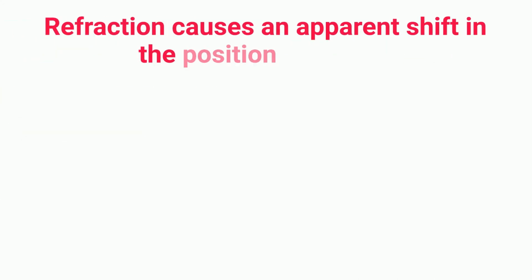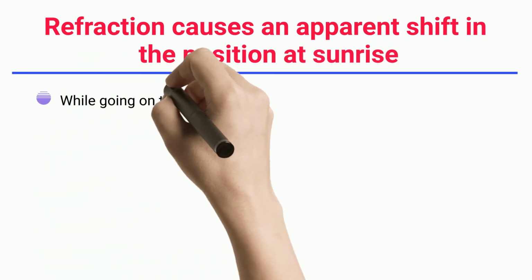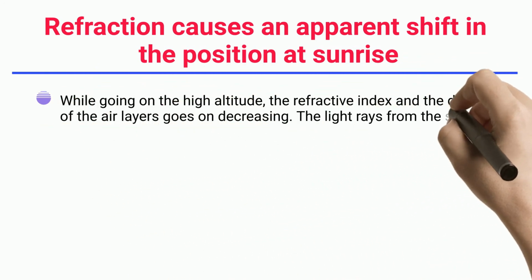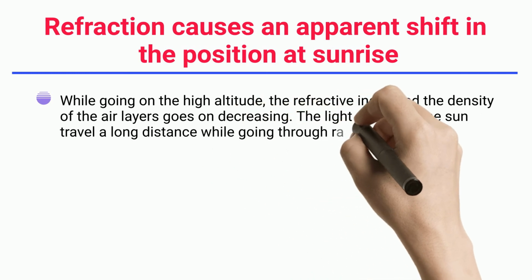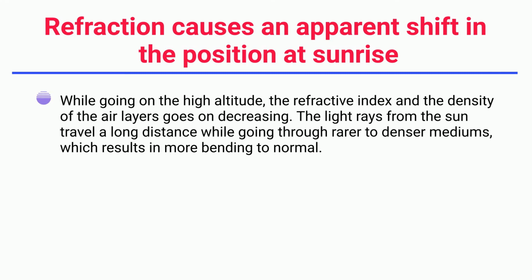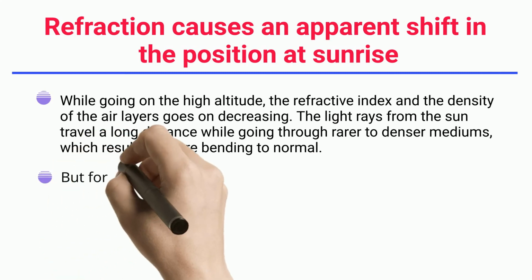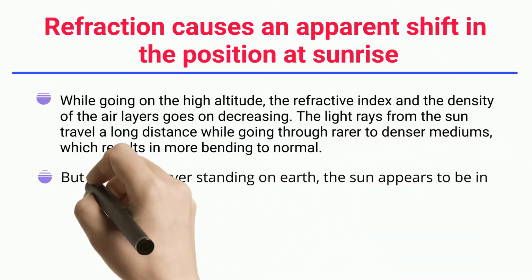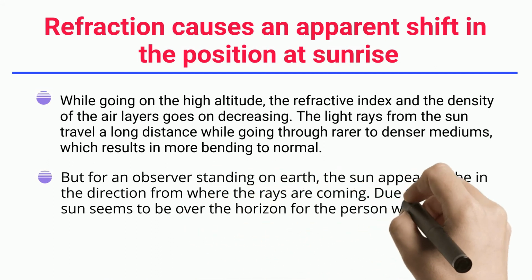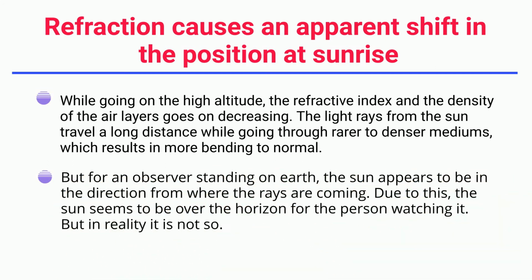Refraction causes an apparent shift in the position at sunrise. While going to high altitude, the refractive index and the density of the air layers go on decreasing. The light rays from the sun travel a long distance while going through rarer to denser mediums, which results in more bending towards the normal. But for an observer standing on Earth, the sun appears to be in the direction from where the rays are coming. Due to this, the sun seems to be over the horizon for the person watching it. But in reality it is not so.